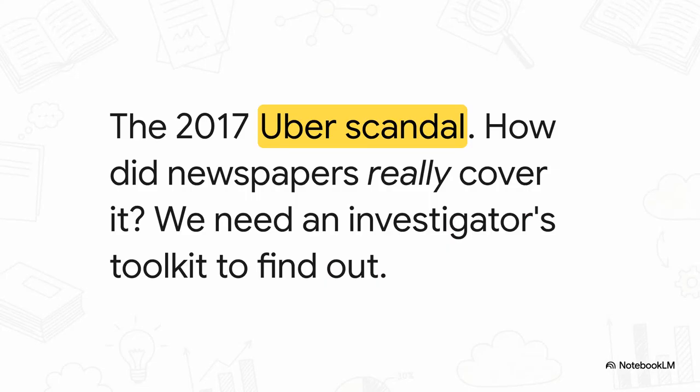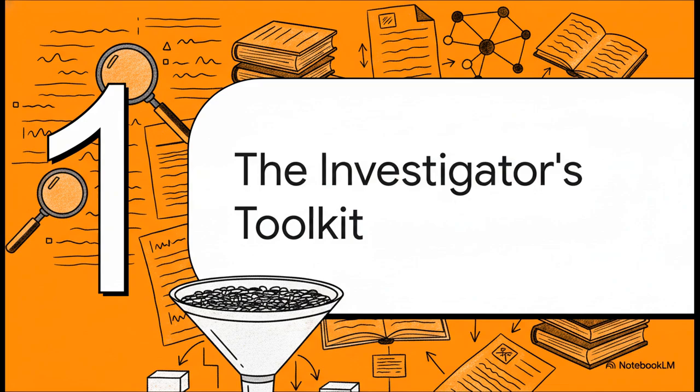So to see how this all works, let's open up a case file. The 2017 Uber scandal. Let's say you wanted to know, for real, which newspapers covered it the most, or when the coverage was at its absolute peak, or maybe if the tone of the articles changed over time. You can't just rely on what you think you remember. No, for this, you need a special investigator's toolkit. So, what exactly is in this toolkit?